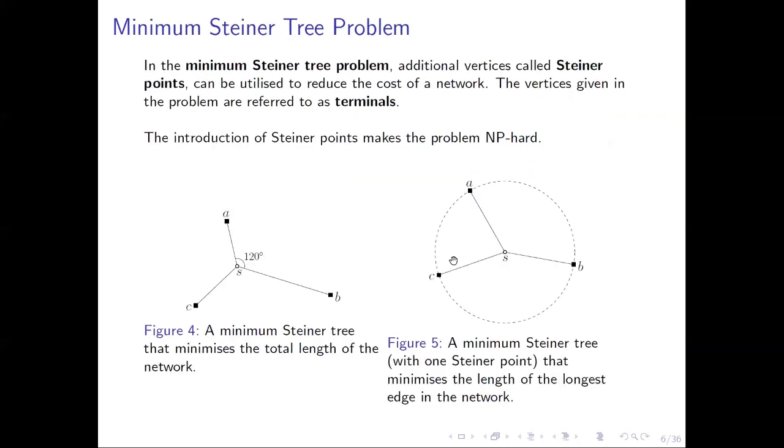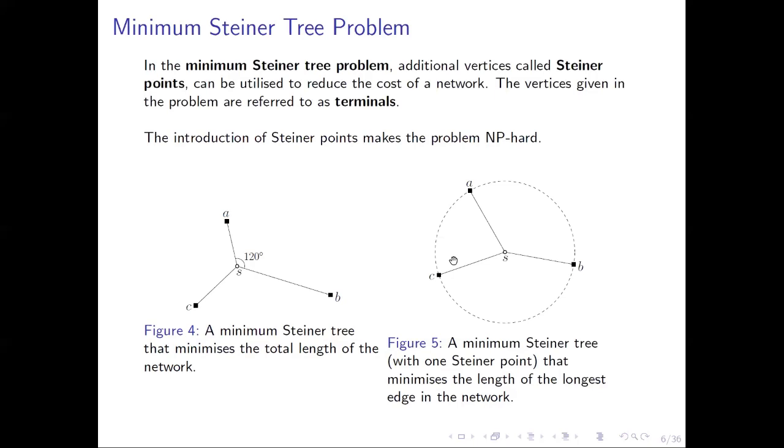Next we'll talk about the minimum Steiner tree problem. It's very similar to the minimum spanning tree problem, except that you're allowed to introduce additional vertices, which are called Steiner points. You do that so that you can reduce the total cost of a network. The vertices that are initially given in the problem we'll refer to as terminals, just to distinguish between the two types of vertices that we have. This makes the problem NP-hard.